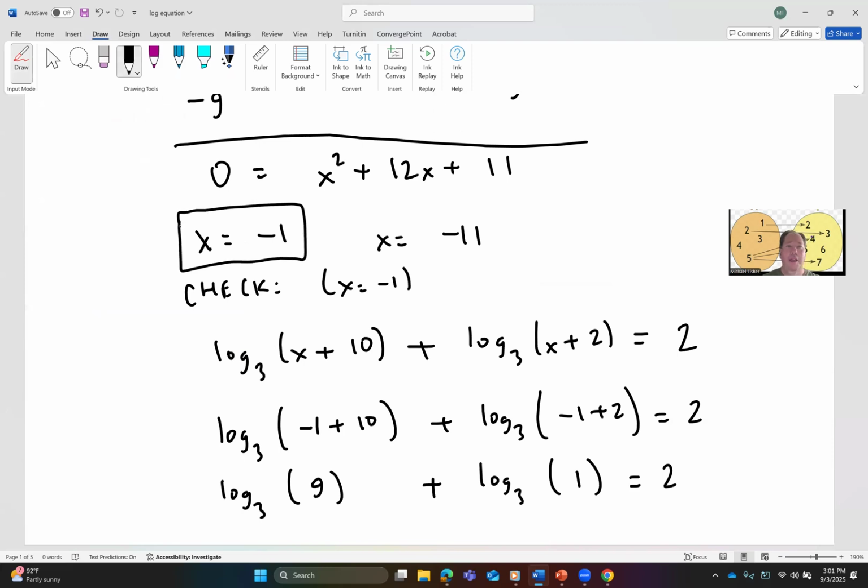All right, and that's how to solve a given log equation.